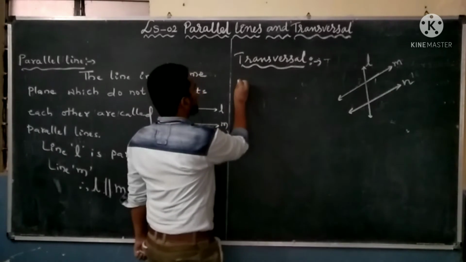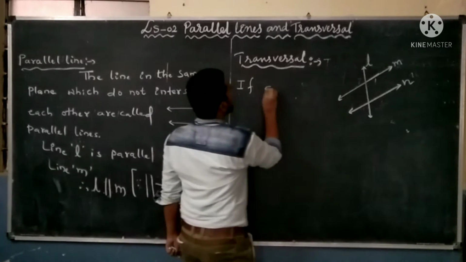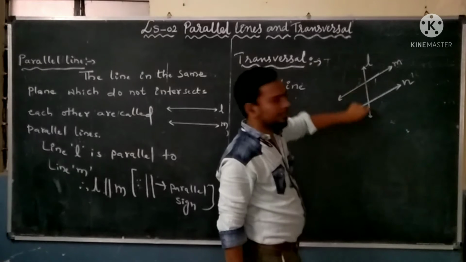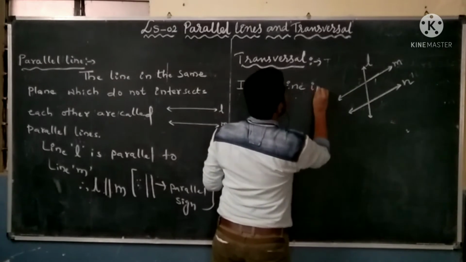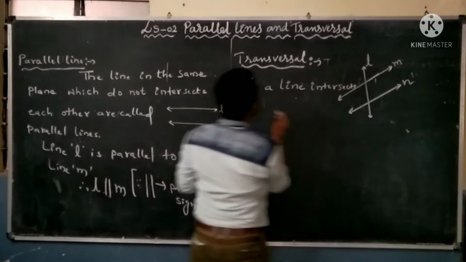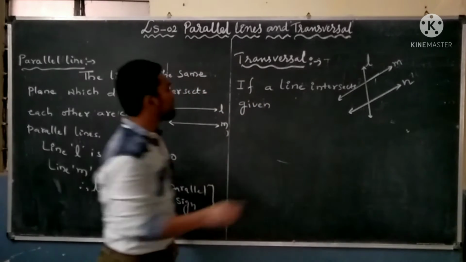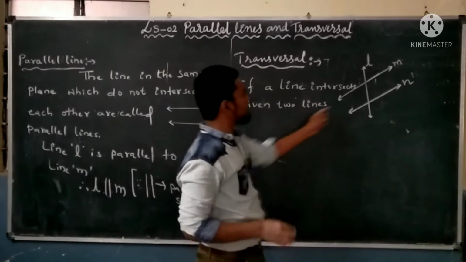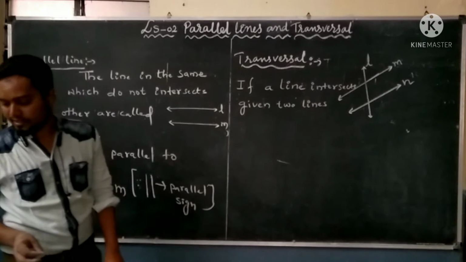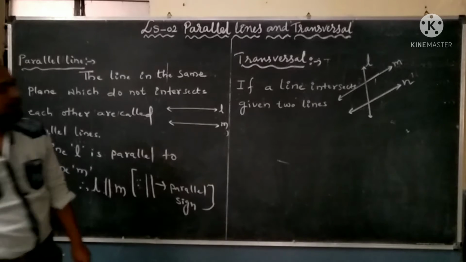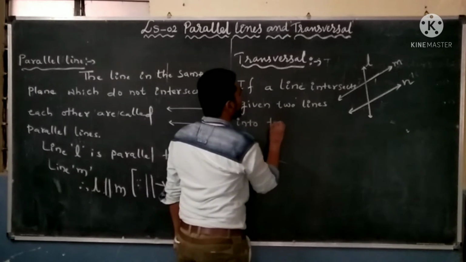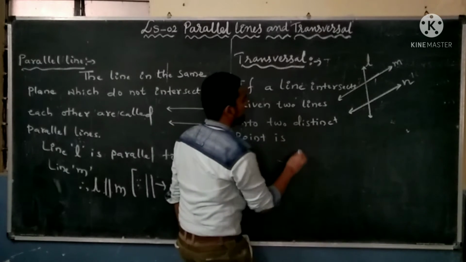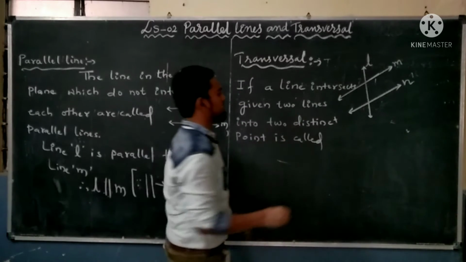A transversal is what? If a line, this line L, intersects two given lines, M line and N line, at two distinct points, it is called what? Transversal.